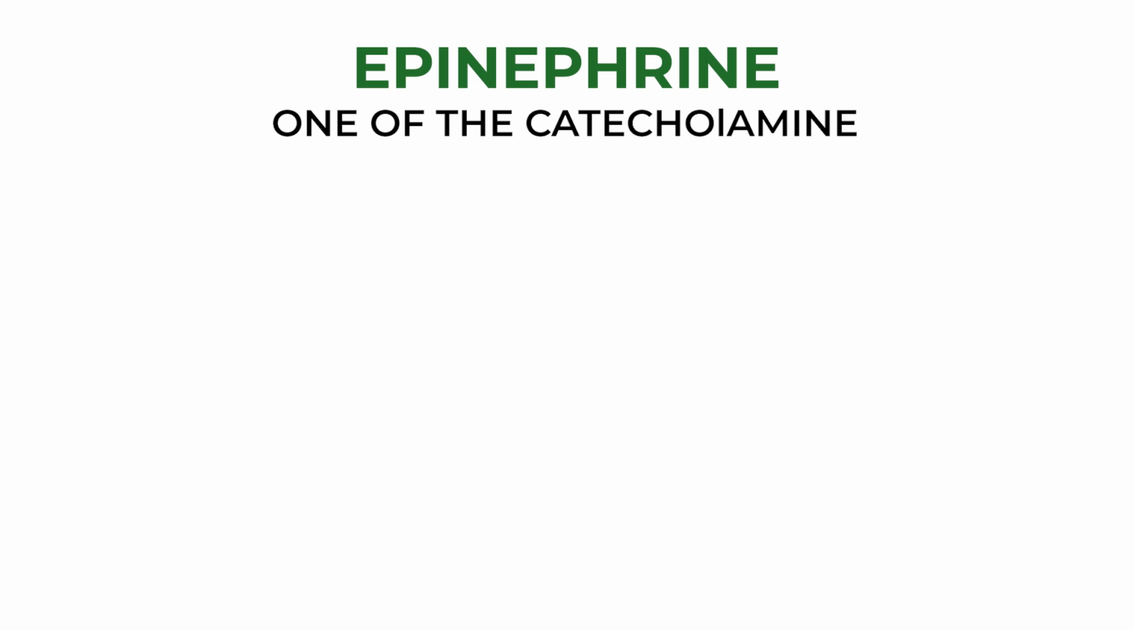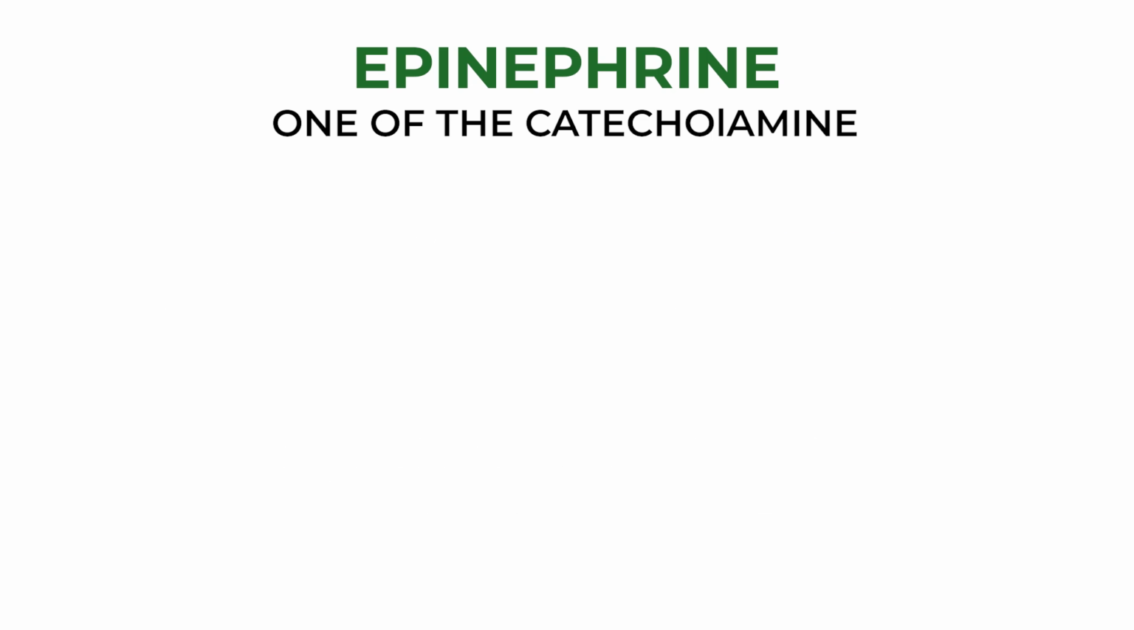So let's quickly dive into epinephrine. Epinephrine is one of the catecholamines. So the word catecholamine is kind of an umbrella word. Some textbooks or some test writers will see catecholamine as a combination of dopamine, epinephrine, and norepinephrine. Some categorize it as just the dopamine as well as the epinephrine. We just say epinephrine is also part of the catecholamine.